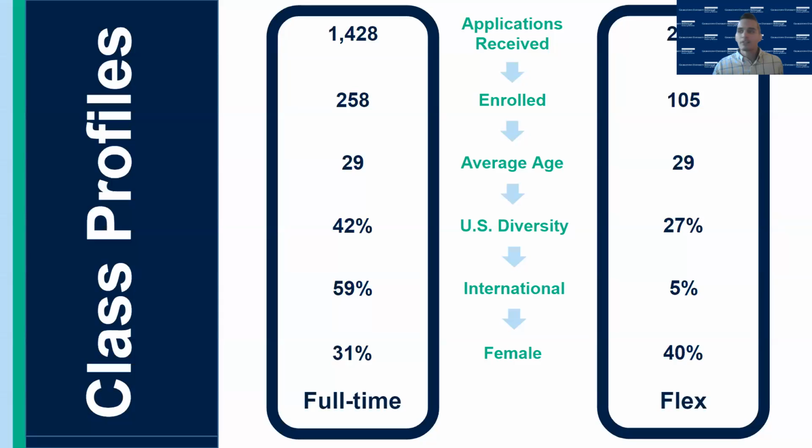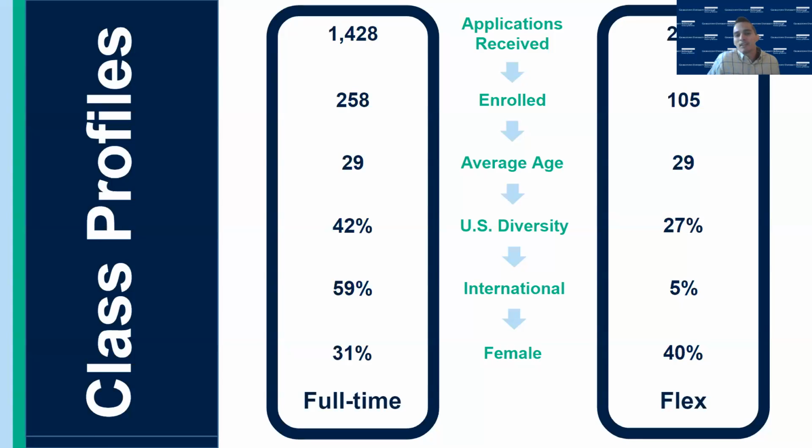So, class profiles. These numbers are from our class that just started in fall 2023. There's a lot of numbers to digest here, but the biggest thing I'll highlight is the number of people that enroll, so you get a general understanding of the class sizes. For the full-time program, we had 258 in the incoming class, and generally speaking, every full-time class is anywhere between 250 and, at tops, 280. We pushed 280 one year, and I was really pushing it in terms of class size. We made it work, but it's anywhere between 250 and 280.